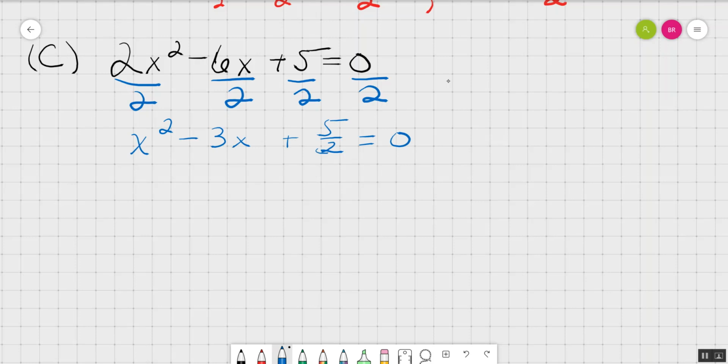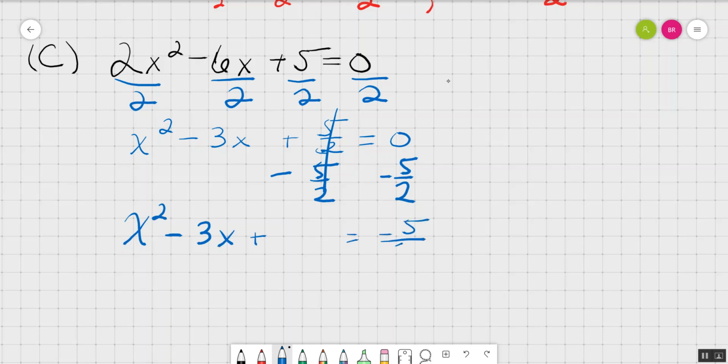And we have the same problem as earlier. I want to have the x squared and the x term by themselves, so I'm going to subtract 5 over 2 so that I have them by themselves. Then I'm going to find that missing value: x squared minus 3x plus something equals negative 5 over 2.